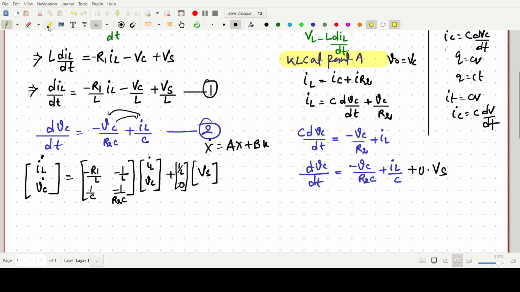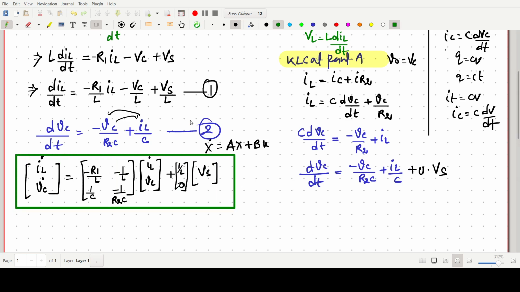So this one is our matrix. I'm just putting it in. This one is the form X dot, but two differential equations we have to write, IL dash VC dash.